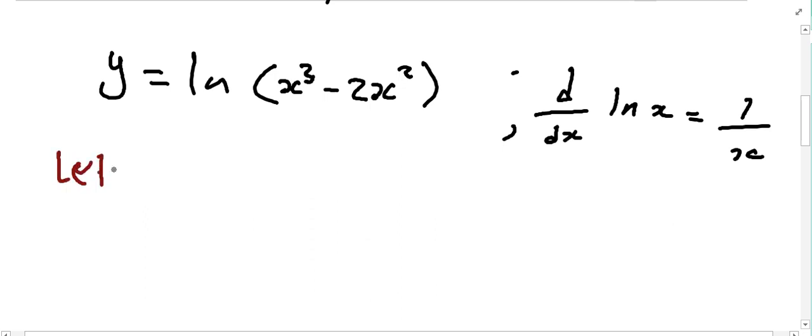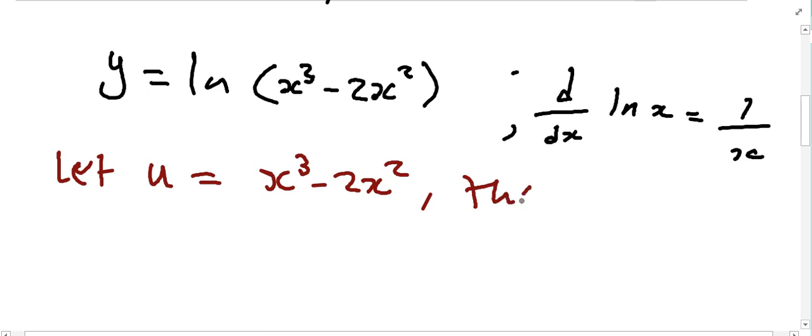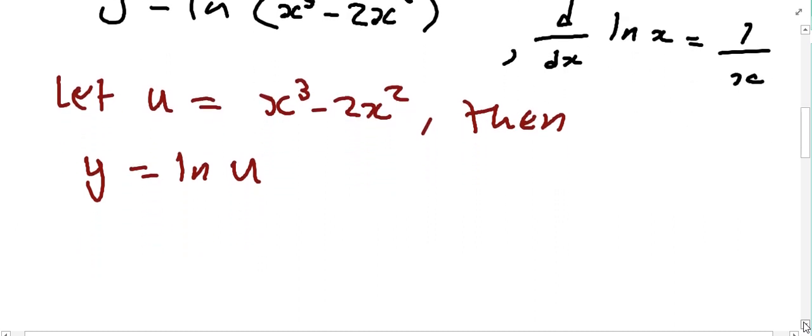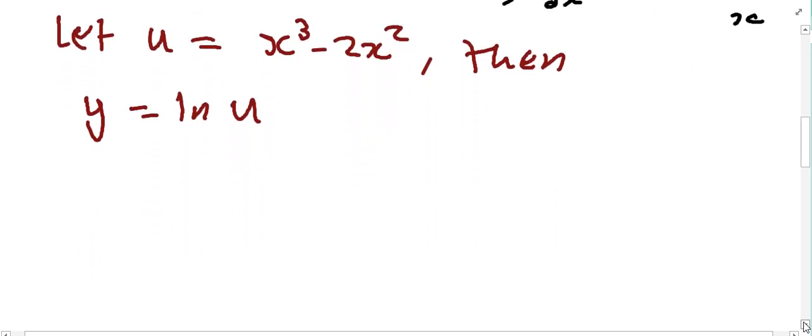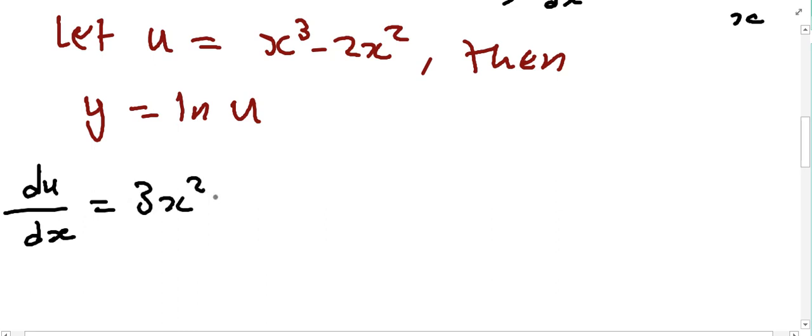So we are simply going to say let u be equal to x cubed minus 2x squared. Then what are we having? We're going to have y is equal to ln u. So when we have that, we can easily work it out. We're just going to use the chain rule, nothing more on this question. If we were to find du/dx, we're going to find that it's going to be 3x squared minus 4x.